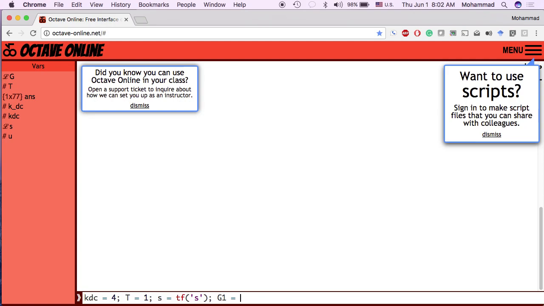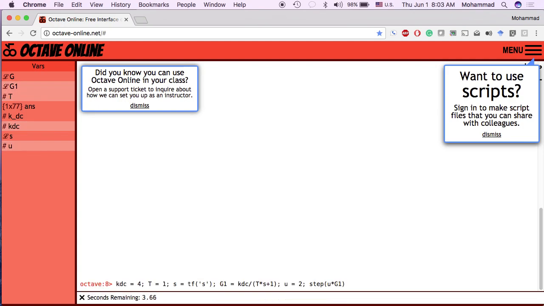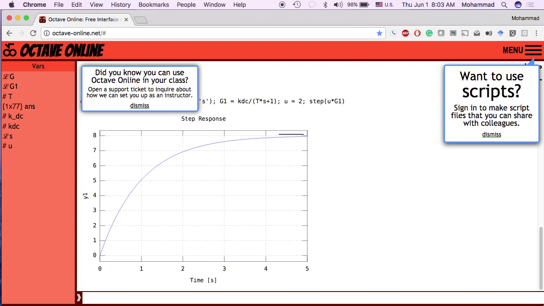Let's call it G1 as KDC, the standard form, over T times S plus 1. So I use the asterisk to show the multiplication, and then you can look at the step response. So you can type step of, and if u is something other than 1, you need to define it. If the value of input is anything other than unit step, you need to define it. So if u, for example, value of input is 2, you need to define it, and then step would be step of u times g1, which is how we define our transfer function. And if you hit enter, it goes through the calculations and it will plot this response for you.